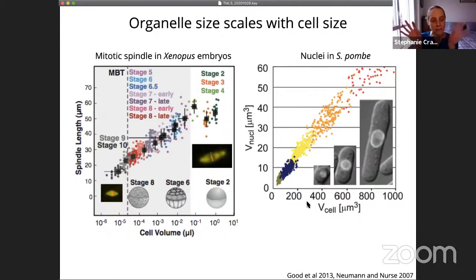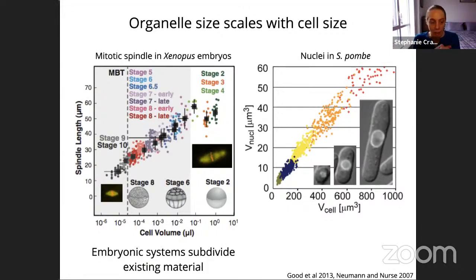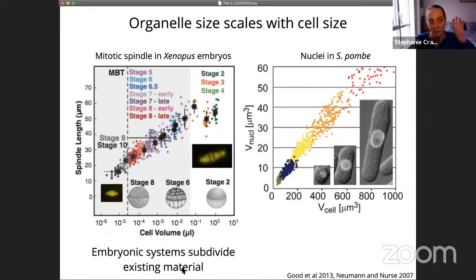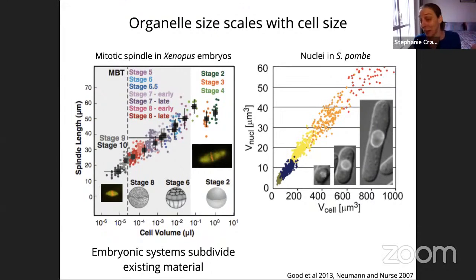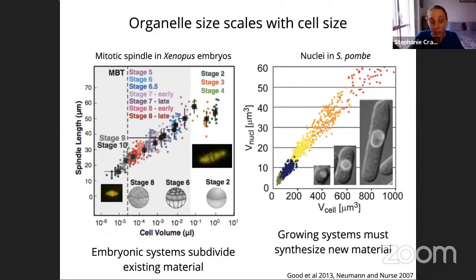But the other distinction I want to draw here is that in the embryonic system, at least in the early stages, the embryo is just subdividing maternally loaded components. It's not building anything, it's not synthesizing anything new. And that imposes some constraints on the system that make it much easier to study. But the more interesting, perhaps, system is growing systems, right? In order for this yeast cell to grow its nucleus, it has to synthesize new material as it's growing. And so there are two different regimes of trying to coordinate organelle size with cell size. There's just subdividing what already exists, and then there's synthesizing new material, and that creates different challenges for the cell in different stages of a life cycle.